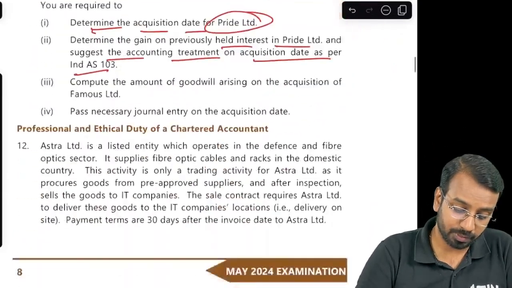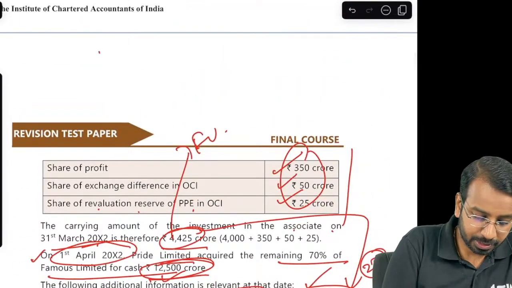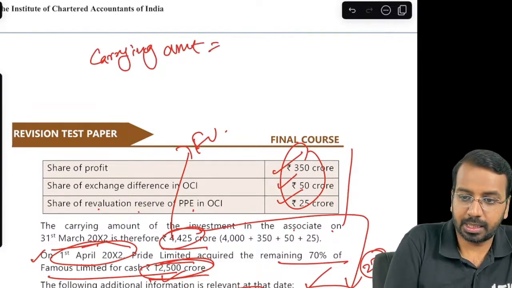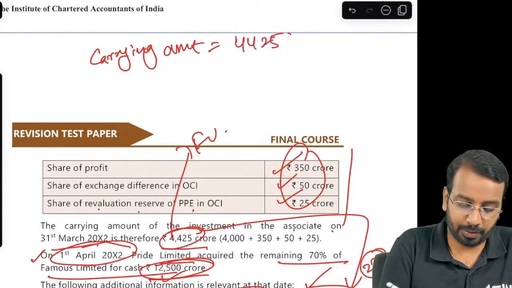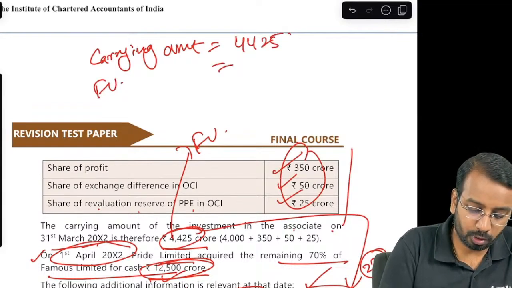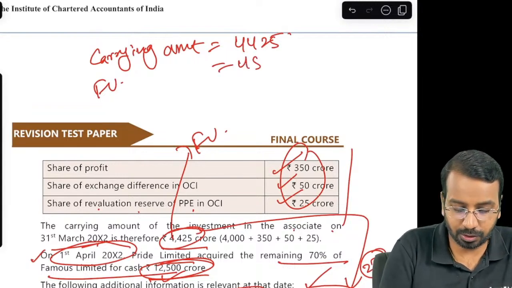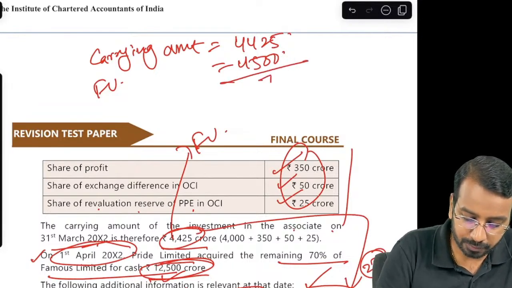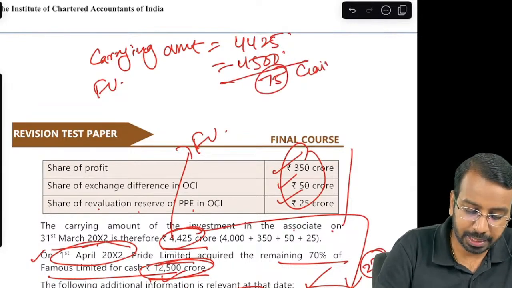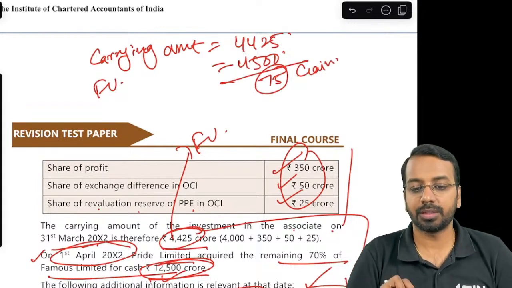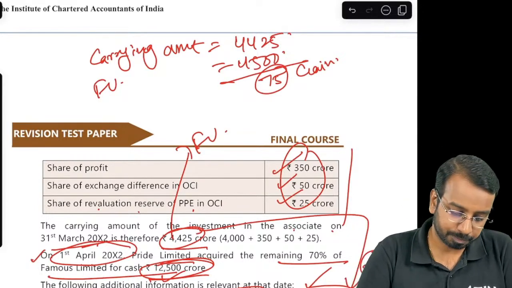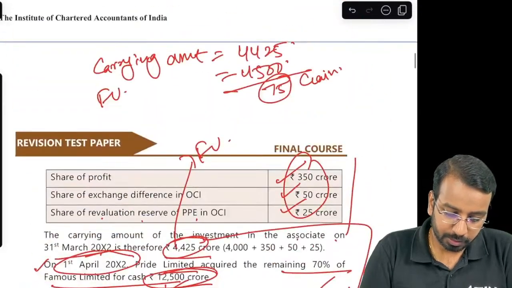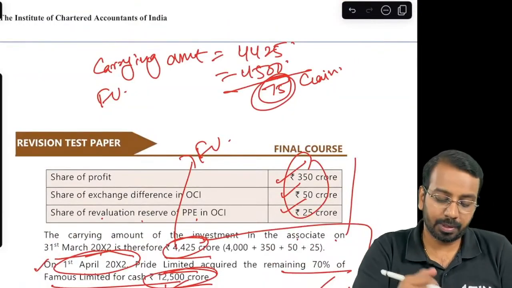Now, previously held gain. What is the previously held gain? If you see, carrying amount is equal to 4,425. Fair value on the date of additional acquisition is 4,500. Right? So 4,500 minus 4,425 is 75 crores. This is the gain on existing fair value of net assets. Okay, that is the first thing. 75 is the gain on the previously held interest.